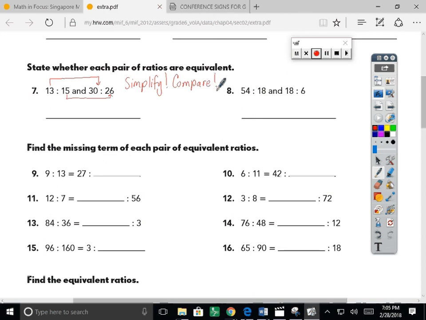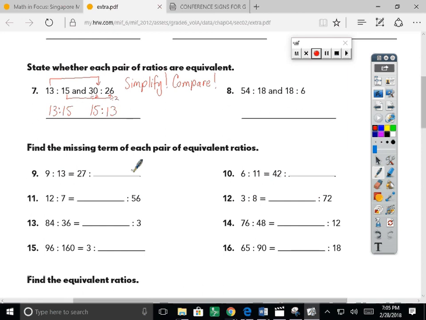Let's put these 2 ratios in simplest form. Well, can I simplify 13 to 15? Not really. 13 to 15 is in simplest form. Let's take a look at 30 to 26. Does something divide nicely into both of those numbers? Well, I think they both divide by 2. Half of 30, half of 26. Well, half of 30 is 15, and half of 26 is actually 13.